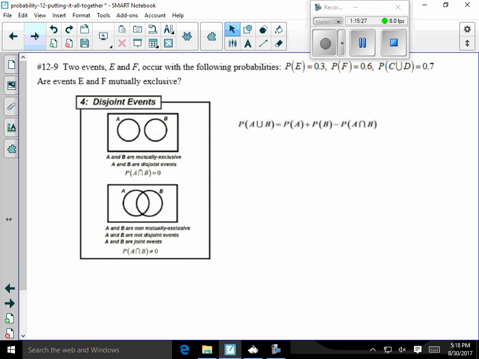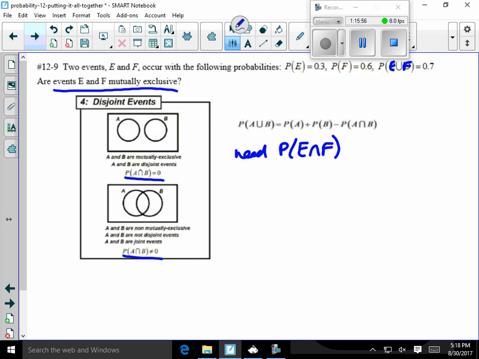So what is it that we know about that? Events are considered mutually exclusive or disjoint if there's no overlap, or if the probability of A and B is 0. So whether or not these events are mutually exclusive depends on whether the probability of the two events occurring together is 0. We need to know the probability of E and F, because if that probability is 0, then there's no overlap, and therefore these are disjoint or mutually exclusive. One way to calculate this is to use this formula. This is probably the best way to do it.